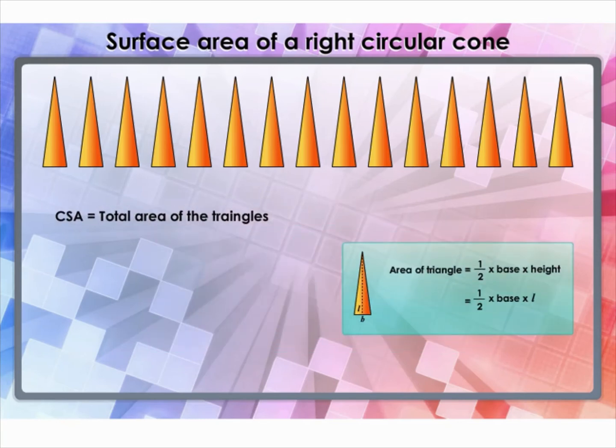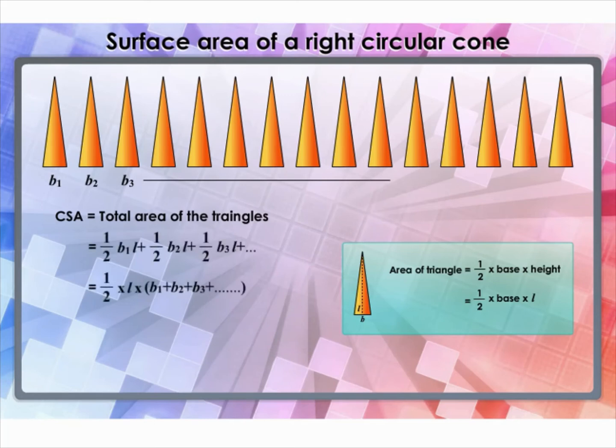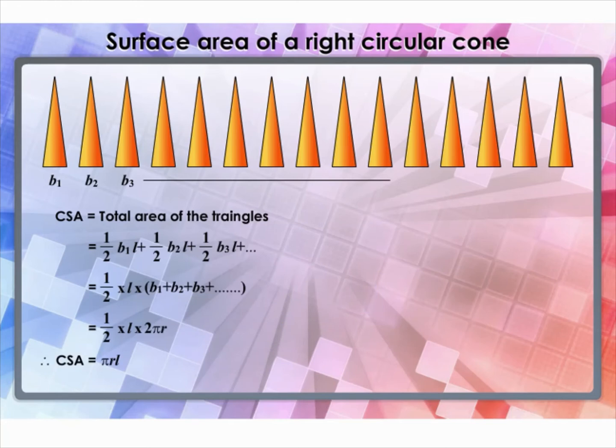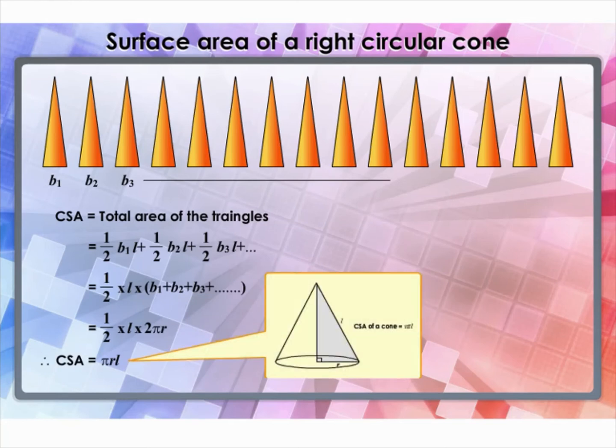Let the bases of these triangles be b1, b2, b3, and so on. The total area of all the triangles can be calculated as shown here. Taking half and L as common, we get the total area of the triangles as half slant height into the sum of the bases. Here the sum of the bases can be substituted as 2 pi r. Thus, the curved surface area of the cone is equal to pi r L, where r is the base radius of the cone and L is the slant height. Taking pi r as a common factor, the formula can be written as shown.